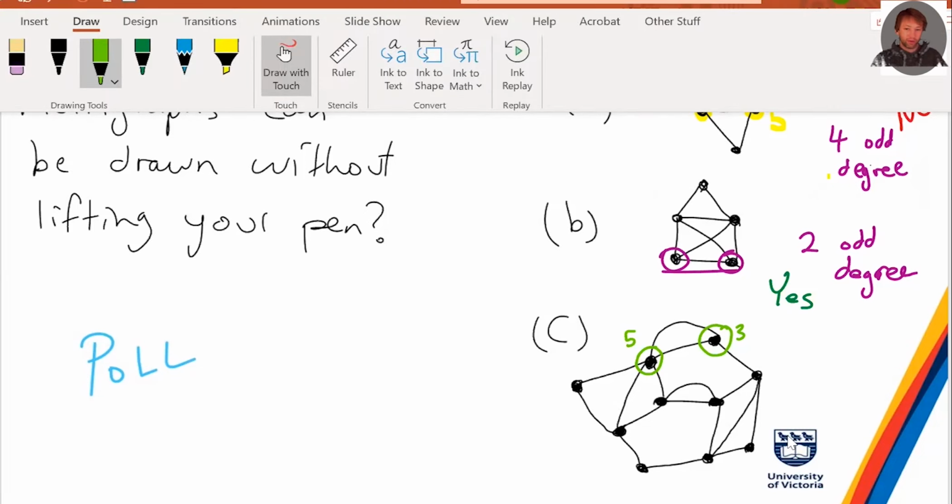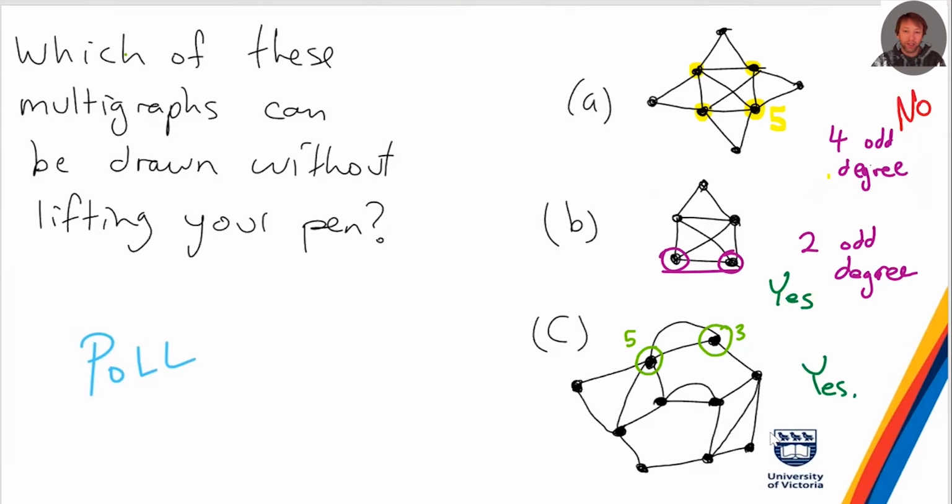So if I just ask you this question, which of these have Eulerian circuits or Eulerian trails, all it comes down to is counting vertices of odd degree and seeing, is it 2 or is it more than 2? So this is 2 odd degree. And if I had one here with 0 odd degree vertices, the answer would also be yes. Okay. Any questions about that?